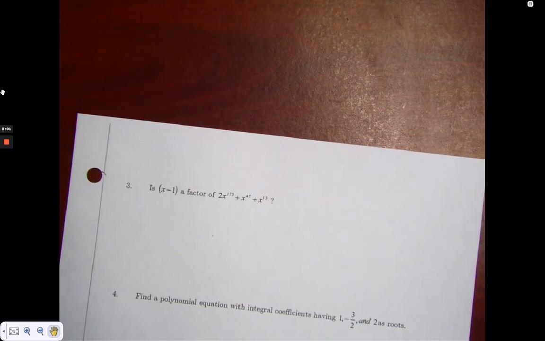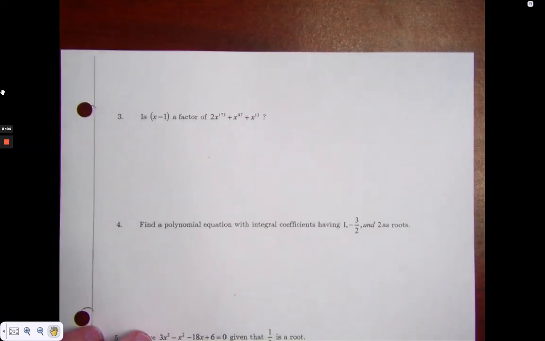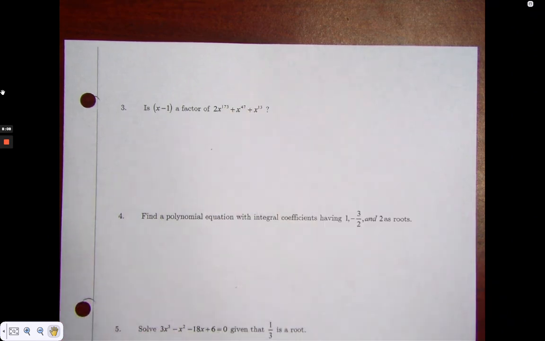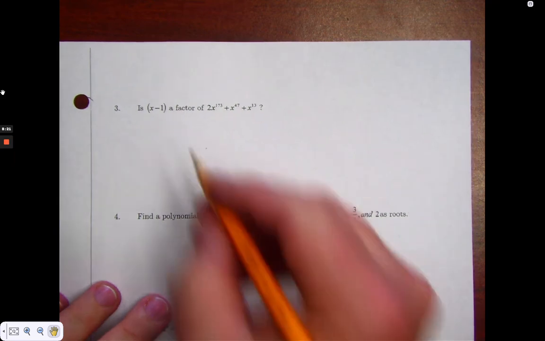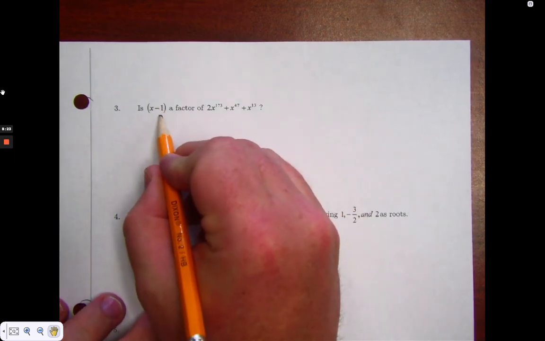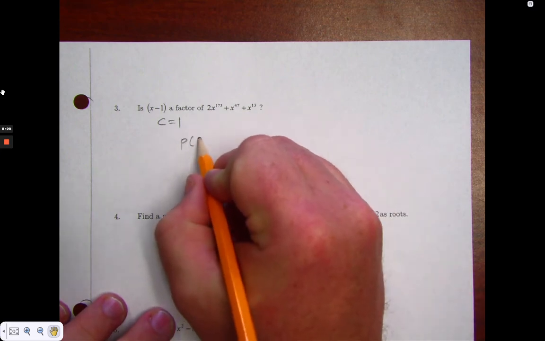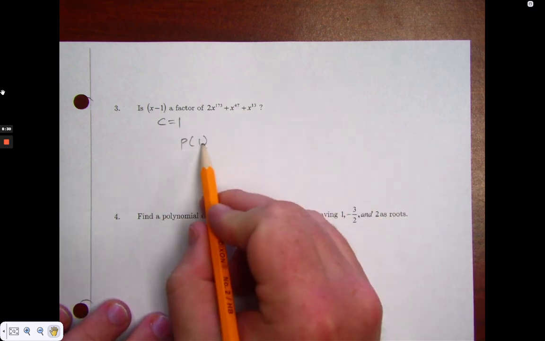Okay, let's look at another one of those. Is x minus 1 a factor? Well, that does not look like a whole lot of fun to factor. So we're going to use that fact that we just learned, that if we want to know if the remainder is 0 or not, we can just simply put that value in, and if we get 0 for an answer, that means that it will factor out. So my c value here would just be 1, or my index value. So I'm going to put 1 into my function.